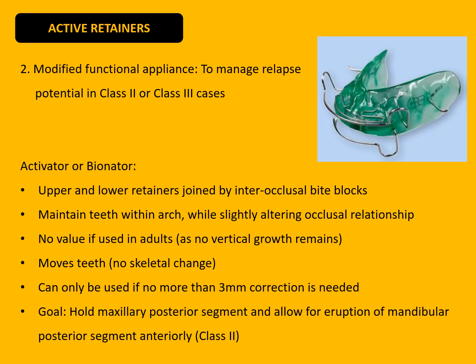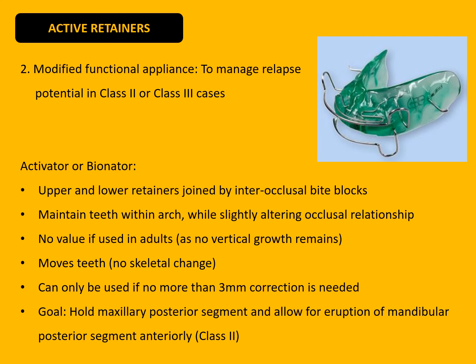The second active retainer is the modified functional appliance. This is used to manage relapse potential in class 2 or class 3 cases. So it's usually either an activator or a bionator. These are upper and lower retainers joined by interocclusal bite blocks. These help in the maintenance of teeth within the arch while slightly altering the occlusal relationship.